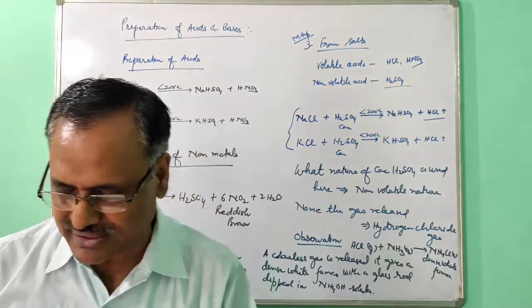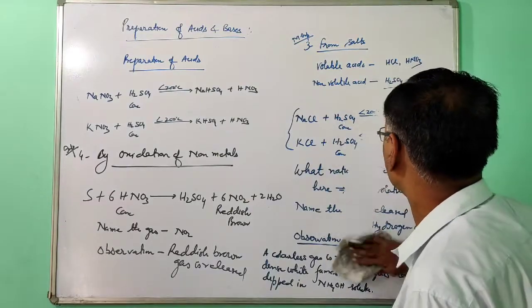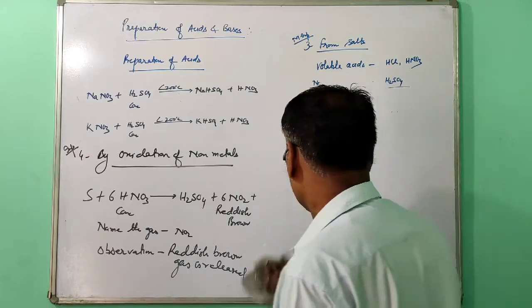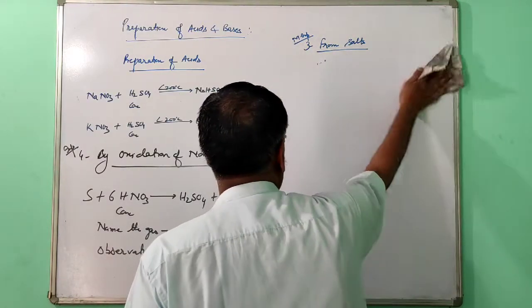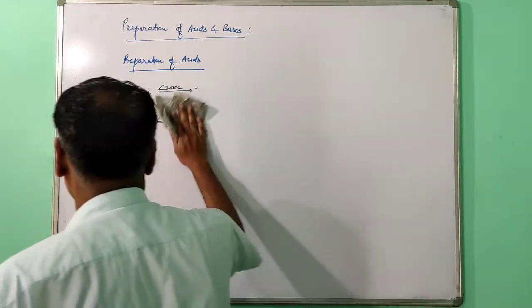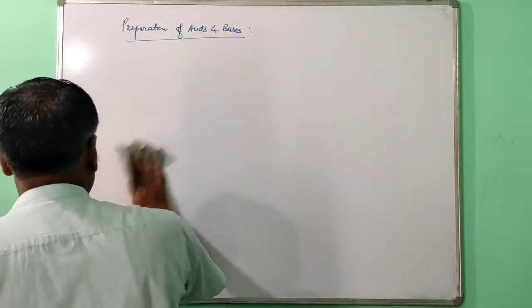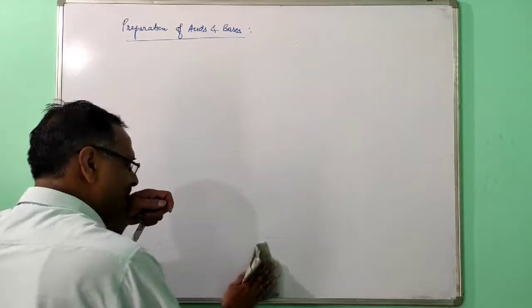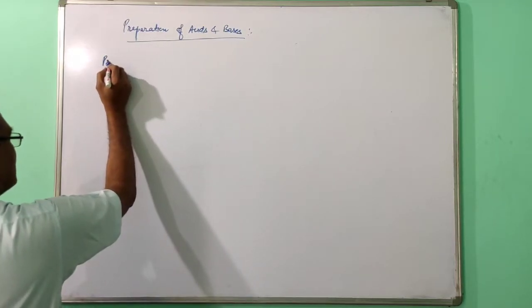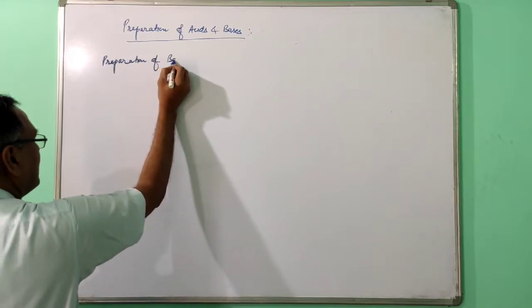So this is about the preparation of acids. Now next one is preparation of bases. In your book 4 methods are given. Just mark there that the third and fourth are the most important methods. From the third and fourth methods you are getting the questions in board paper. Now next one is preparation of bases.